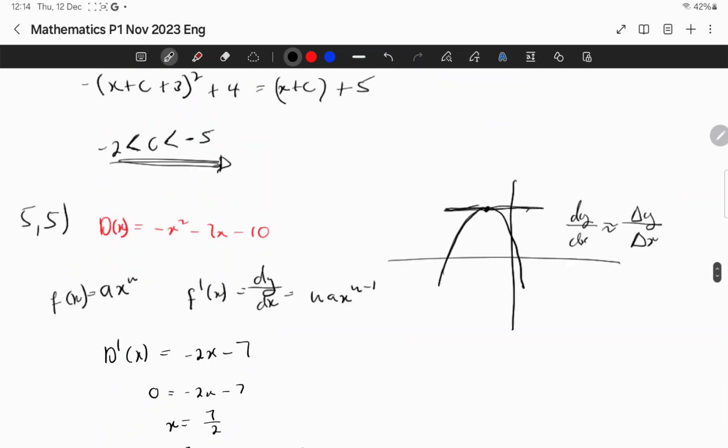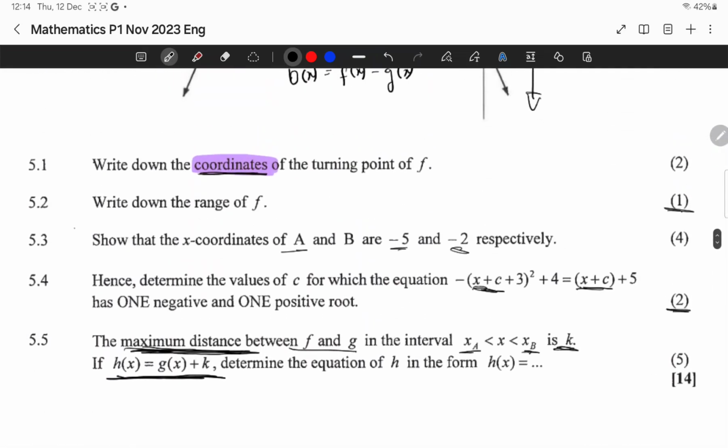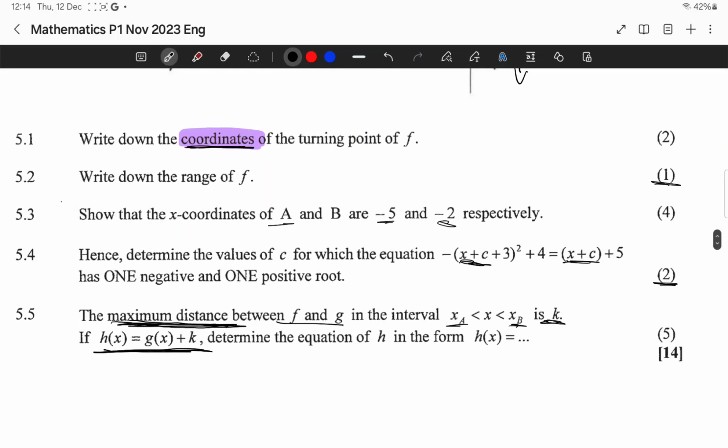So you see that this question 5 is not a very difficult question. Very simple and easy, 14 marks.